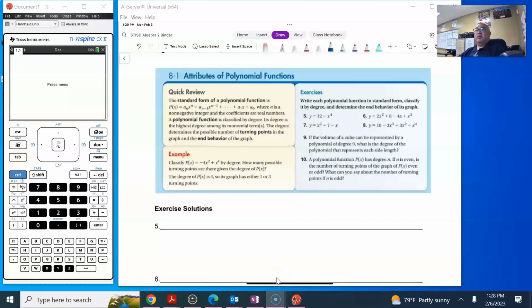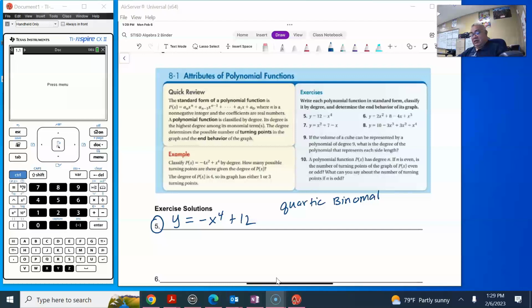Okay, I'm going to go ahead and do the review for today. I'm going to go ahead and do the odd ones. So it says, write each polynomial to determine the end behavior of the graph. So we have y equals negative x to the fourth plus 12. So it's going to be a quartic binomial.